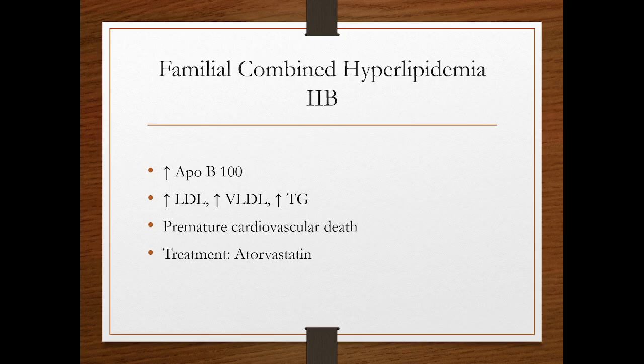This is familial combined hyperlipidemia, also known as type 2B. In this case, ApoB100 is increased and LDL, VLDL, TG, all these three will be increased. And what will we get? We will get the history of premature cardiovascular death. And what will be the treatment? The treatment will be atorvastatin.